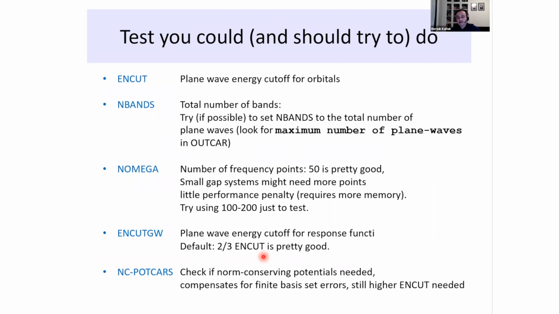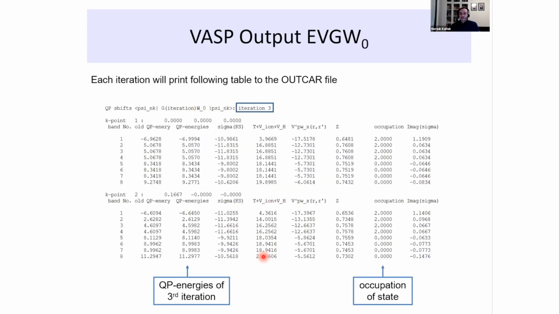The same INCAR tags as for the single shot eigenvalue G0W0 should be tested for convergence, and I will not really go into detail here because nothing is really different. However, the output looks slightly different. So after several iterations, the OUTCAR file will contain an output of this format, and each iteration in G will have its own block of data that looks like so.